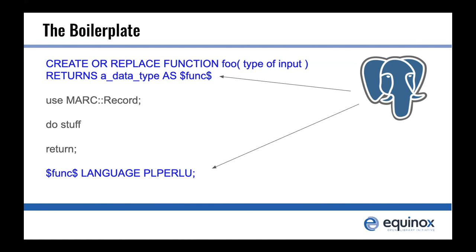Declaring the function and declaring the end of the function. And then the PERL part, as illustrated by the camel walking towards it, is just the stuff in between. So dead simple, nothing to intimidate people.